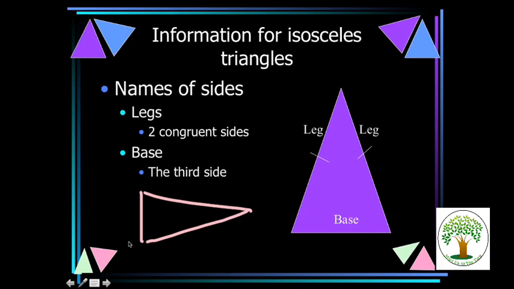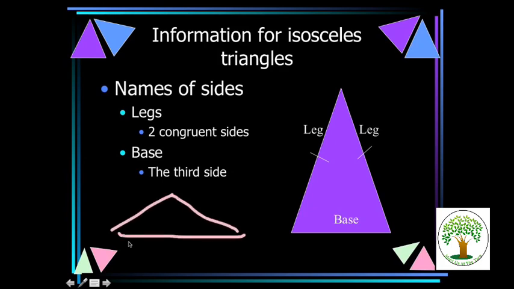And it's not always the shortest either. Your isosceles can be an obtuse isosceles triangle, and that base could be the longest. So, okay, it's just the one that's not the congruent one. All right.